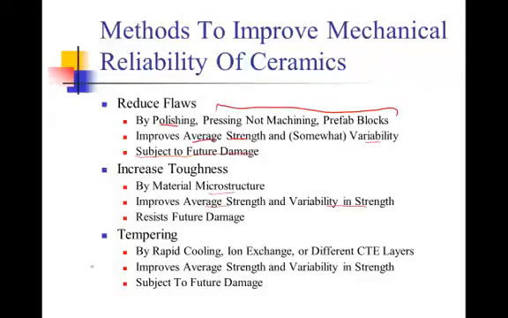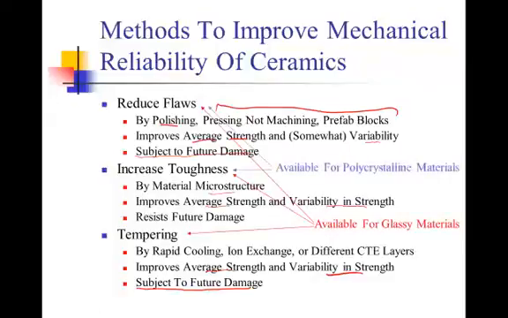And the third strategy is by tempering to produce a compressive surface stress in the material, and that improves the average strength and greatly improves the variability in strength. It is subject to future damage, but only if that future damage is very severe and penetrates the compressive surface layer. Unfortunately, tempering can't be used on all materials, only on materials that contain a glassy phase somewhere in the microstructure. So glassy materials can take advantage of all three of these strategies, but polycrystalline materials can take advantage of only the first two strategies.